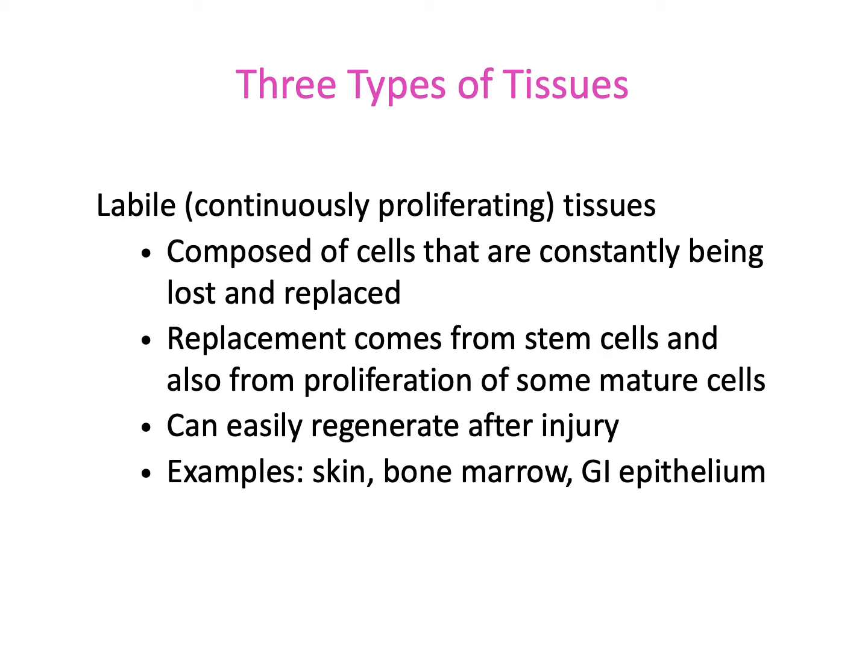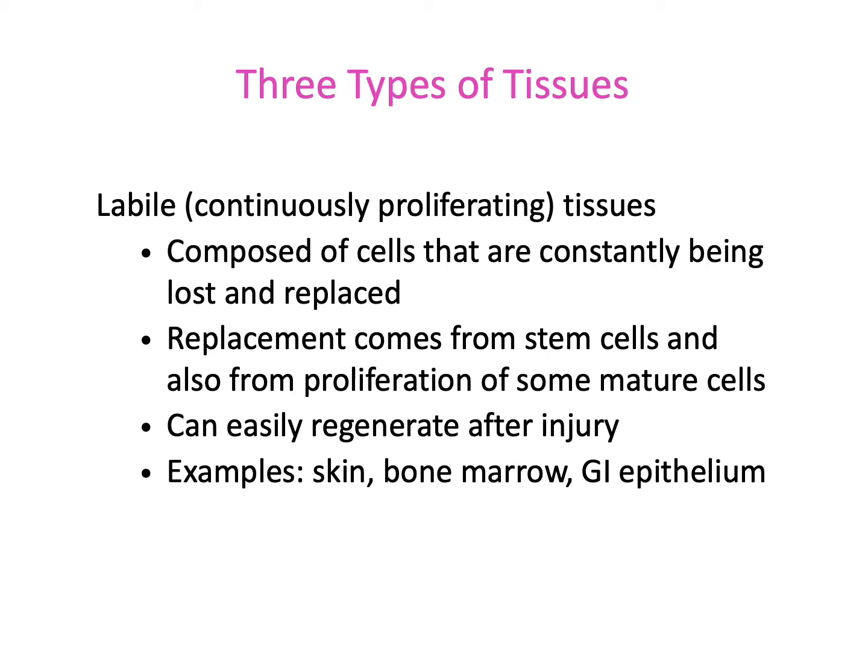So labile tissues are the first type of tissue, and they're composed of cells that are constantly being sloughed off or killed. So they're tissues like skin, any epithelial lining really, the lining of your GI tract, lining of your lungs. Bone marrow is another one. It's not epithelium, but you're constantly losing your red cells, white cells, and platelets, and so you have to replace them. So these are the main types of tissues that fall into this category.